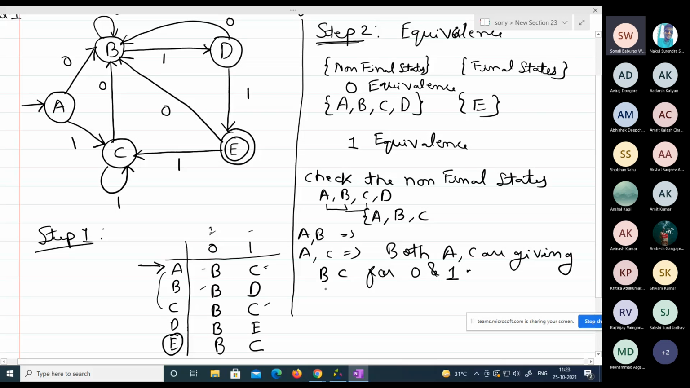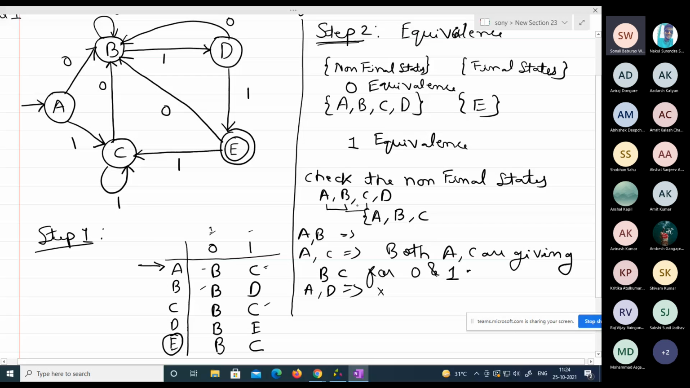Now, if you want to see, just check AD also. What's happening in AD? Tell me, anything common? Both the values should be common for 0 and 1 for both the states. A on 0 is giving me B. D on 0 is giving me B. Okay, B is there. A on 1 is giving me C, but D on 1 is giving me E. So that is not acceptable, right? So I cannot write those states here. I cannot write D.